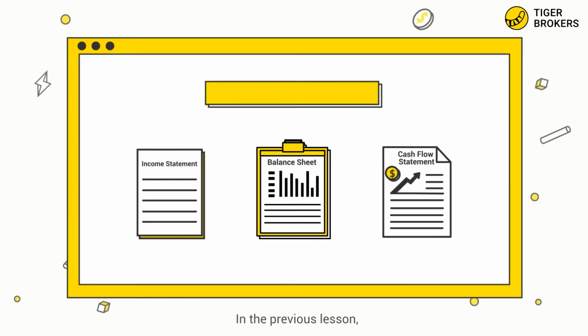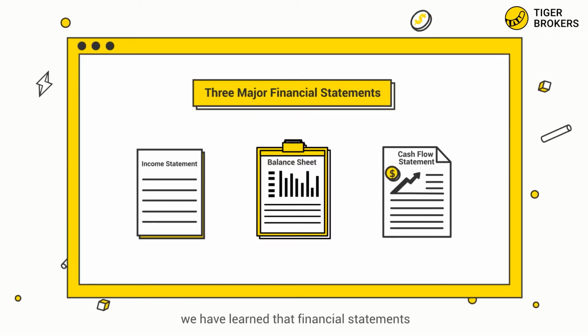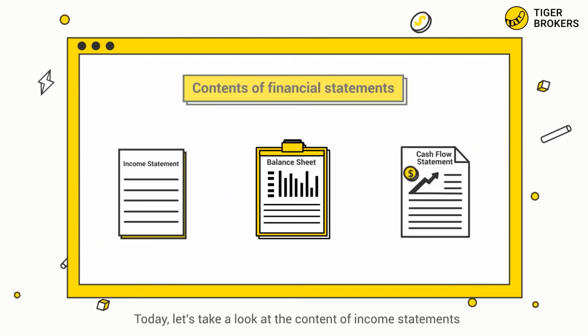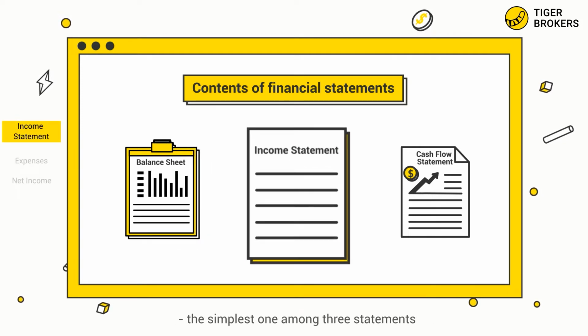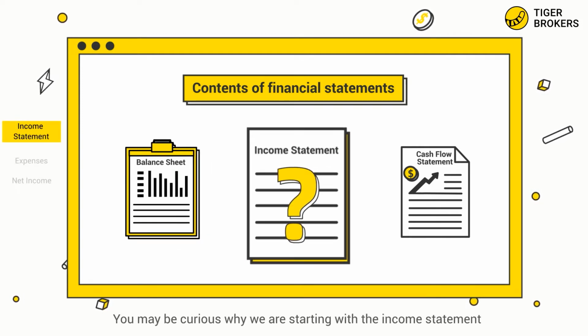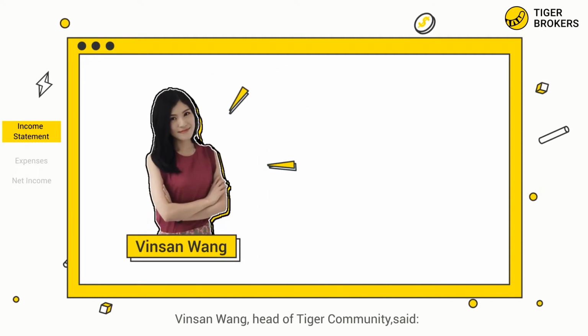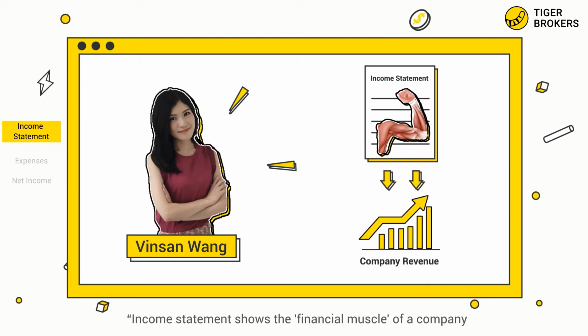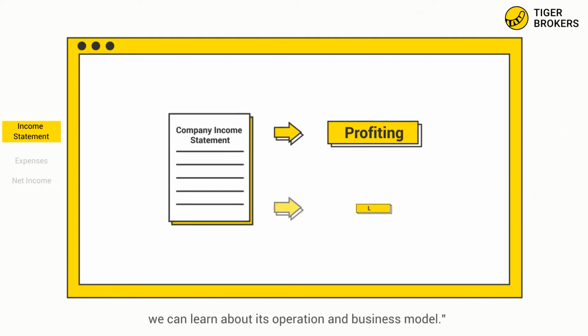In the previous lesson, we have learned that financial statements are physical examination forms of companies. Today, let's take a look at the content of income statements, the simplest one among three statements. You may be curious why we're starting with the income statement. Vincent Wong, head of Tiger Community, said, "Income statement shows the financial muscle of a company. By reading the income statements, we can learn about its operation and business model."